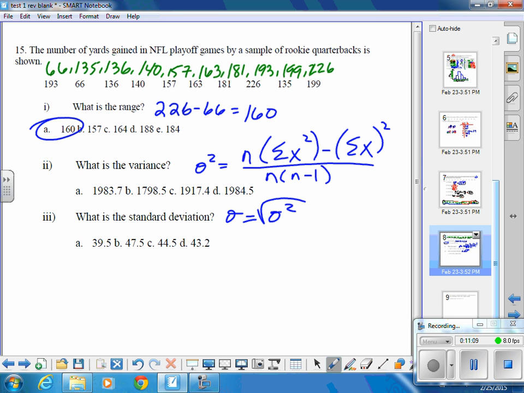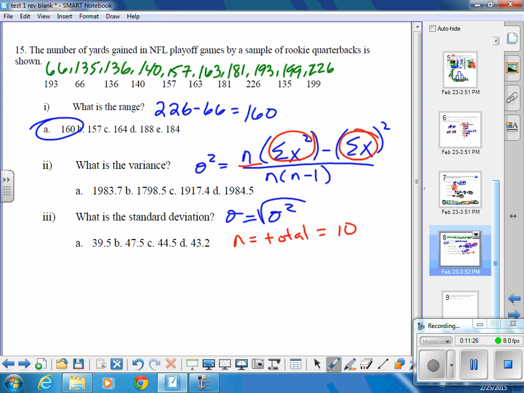So how do you find all this stuff? Well, what is this thing here? What is n? N is the total. So in this case, our n is the number 10.